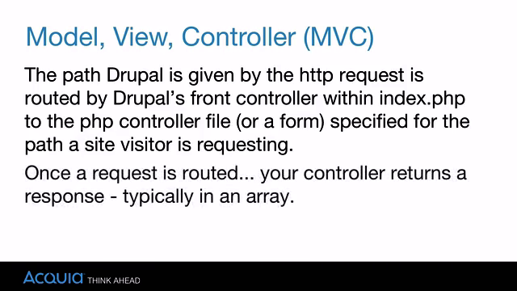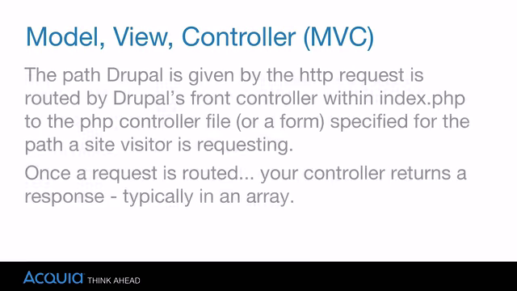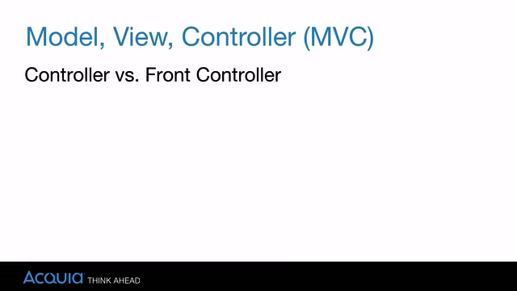Once a request is routed by the index.php front controller to your module's controller file, your controller returns the response, typically some sort of render array, that'll be combined by Drupal with other information that makes up a page, so the visitor visiting the path you've specified will be shown the information or form that you need them to see for your module. So, what is a controller versus front controller?